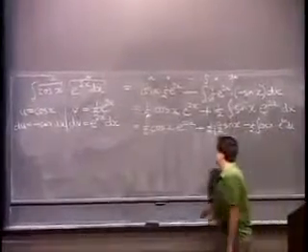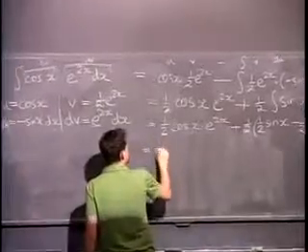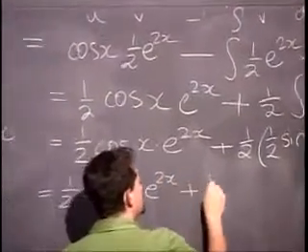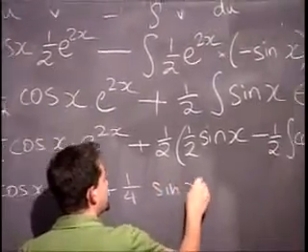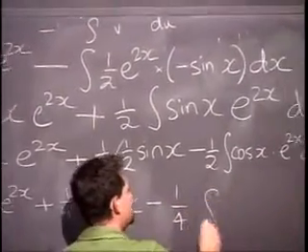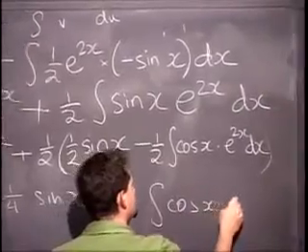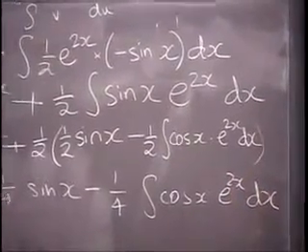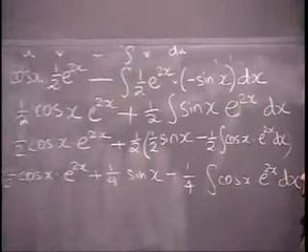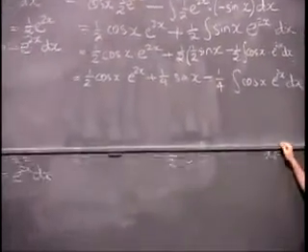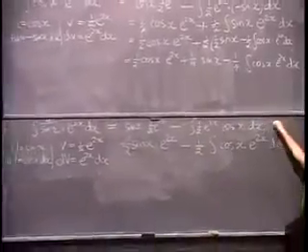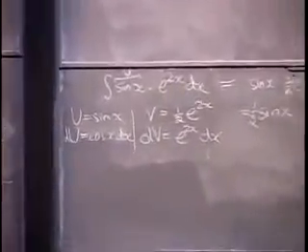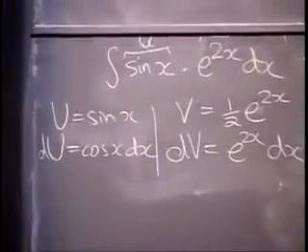Let's just expand this out: 1/2 cosine x e to the 2x plus 1/4 sine x e to the 2x minus 1/4 integral cosine x e to the 2x dx. Okay, so we pause for breath here. We've integrated by parts twice. I'm now going to push this up so you can see the second part for a second, just in case you didn't get it down, it hasn't changed. We have a question first.